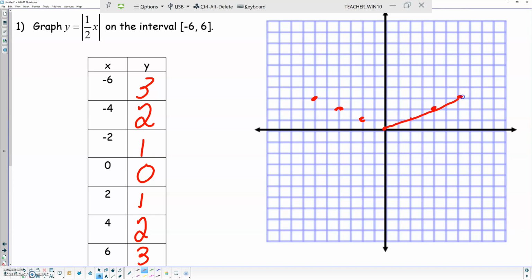Okay, so again, the absolute value graph takes on that V shape, and I'm not including arrows because they gave us a specified interval to graph. Okay, so that's what our graph should look like.